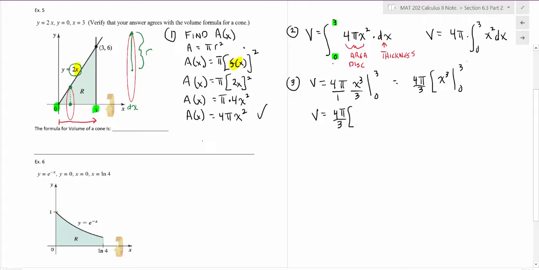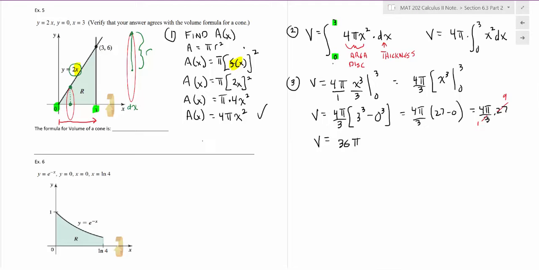And by the fundamental theorem, we evaluate at 3, we'd have 3 to the third minus 0 to the third. So that will give 4 pi over 3 times 27 minus 0. So that's 4 pi over 3 times 27. You can reduce the fraction. 27 over 3 is 9. So it looks like the final result we're going to get is 9 times 4, or 36 pi. So that should be the final answer to the problem for our volume.